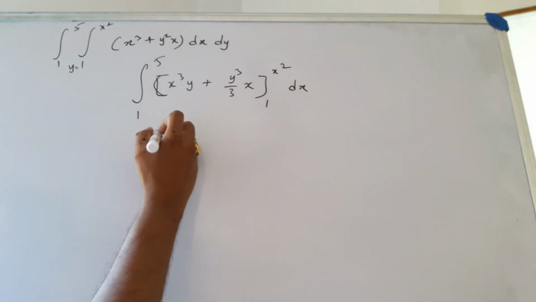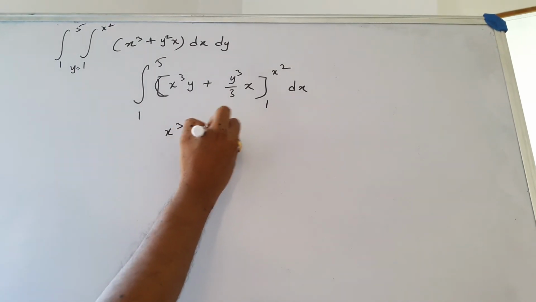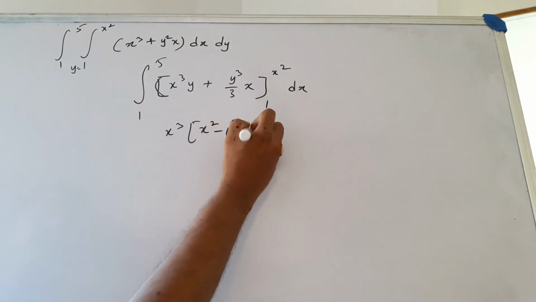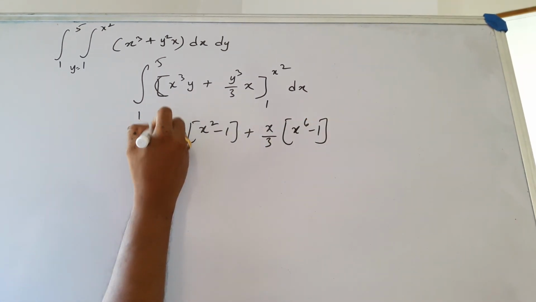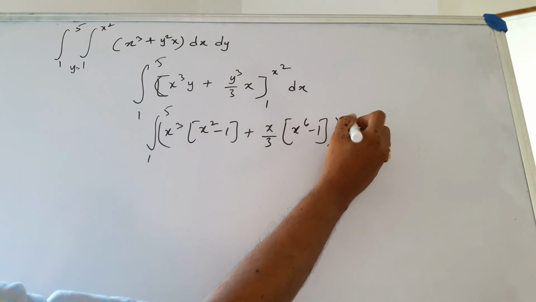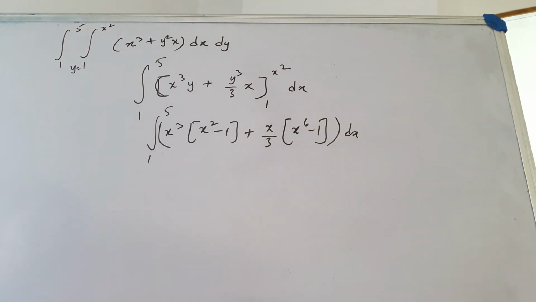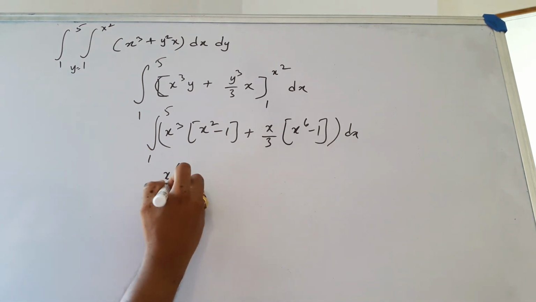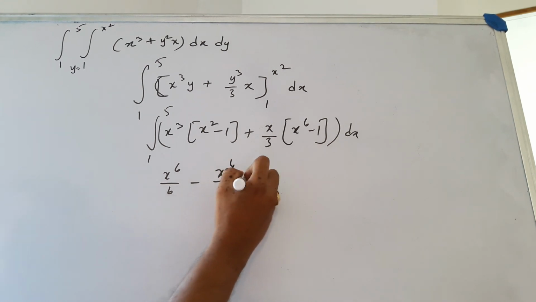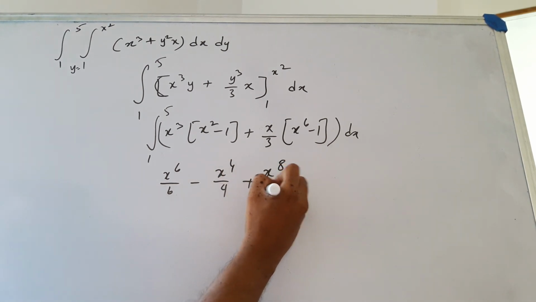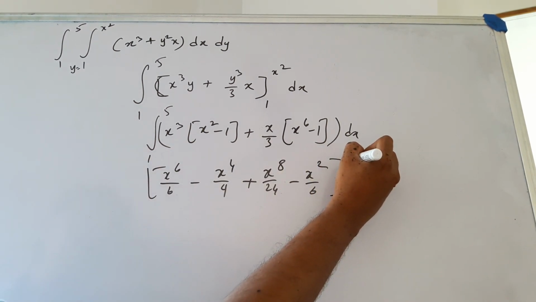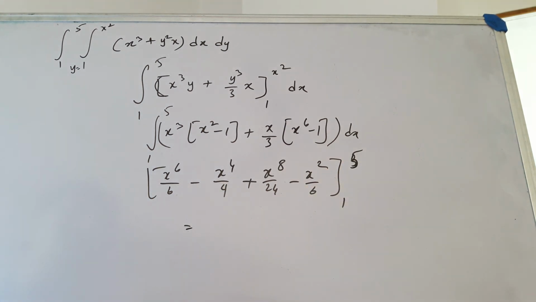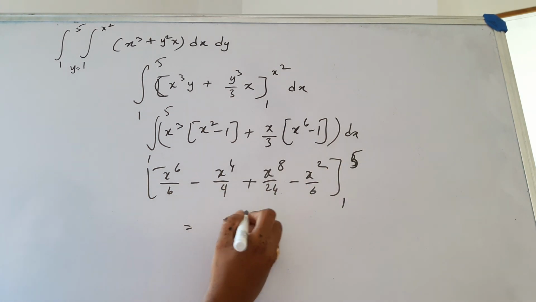Now let us substitute it. When I substitute it, I get x cube, this is x square minus 1, and x by 3, and this is x power 6 minus 1, 1, 5, and this is dx. Now this whole term is in terms of x alone, integrating with respect to x. So I get x power 6 by 6 minus x power 4 by 4 plus x power 8 by 24 minus x square by 6 for the limit 1 to 5. So when I substitute x is equal to 1 and 5, I get minus 5 by 25.